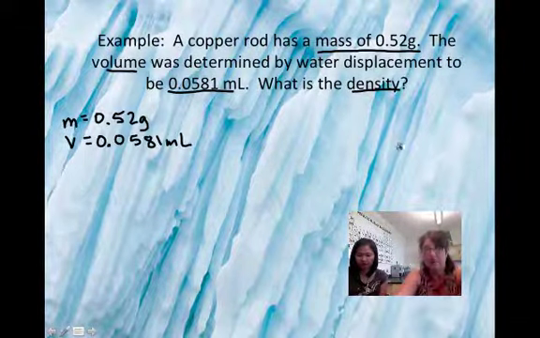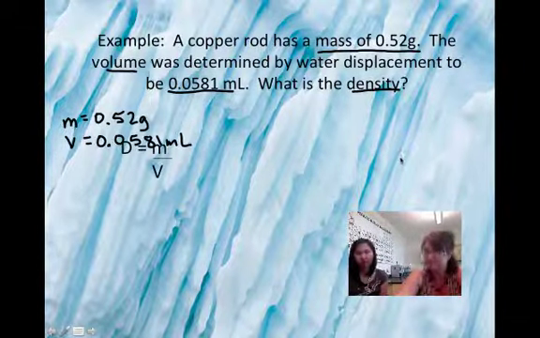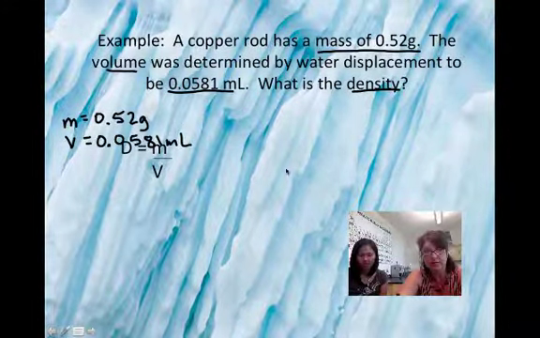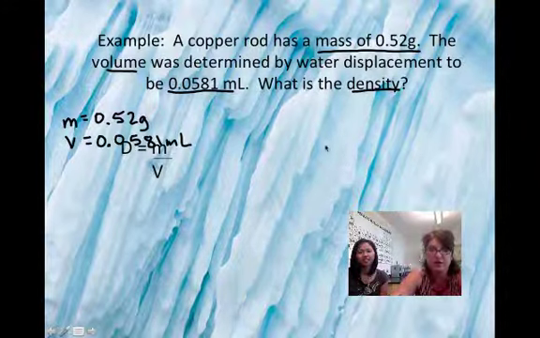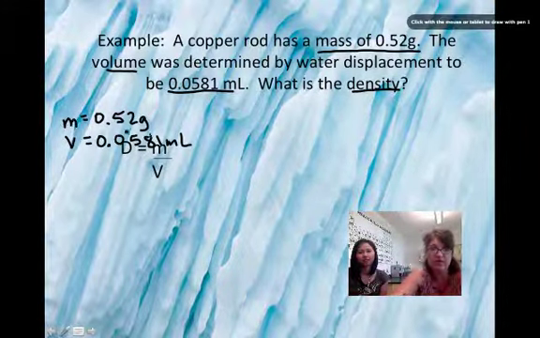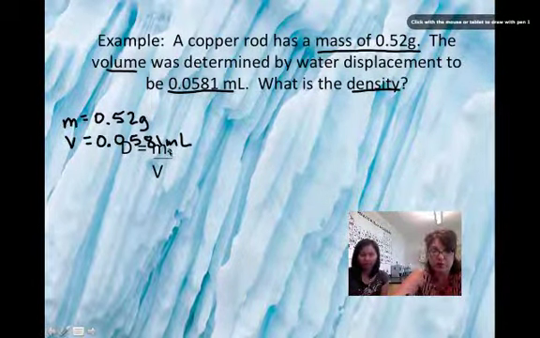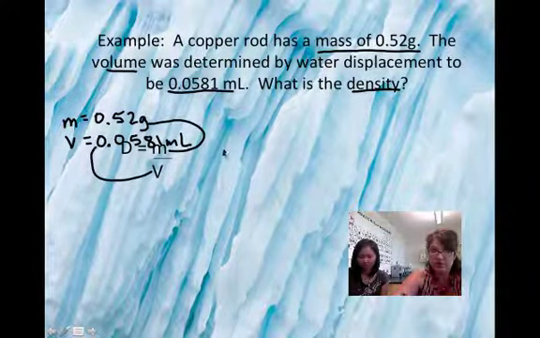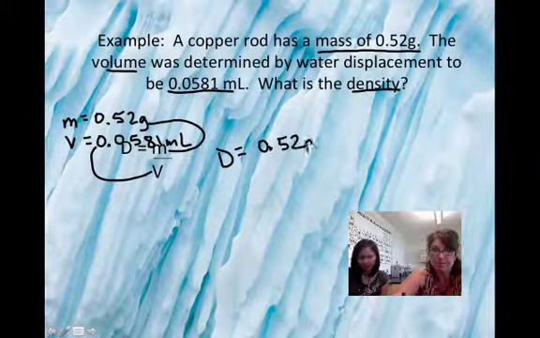What's our formula for density? D is equal to M over V. Talk to the fox. M over V, so the ears and the nose, M over V. Now that we know what the mass is and what the volume is, we're going to put this number in for the mass and this number in for the volume. So that's 0.52 divided by 0.0581.